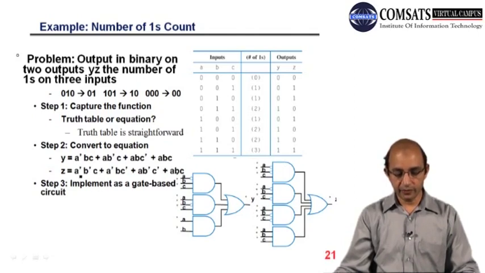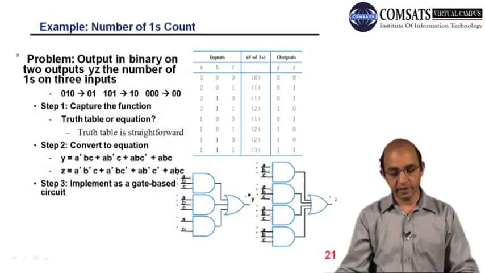And then we have to compute Z. So A bar B bar C, A bar B C bar, A B bar C bar, and then we have A B C. And then we have to implement the circuitry.